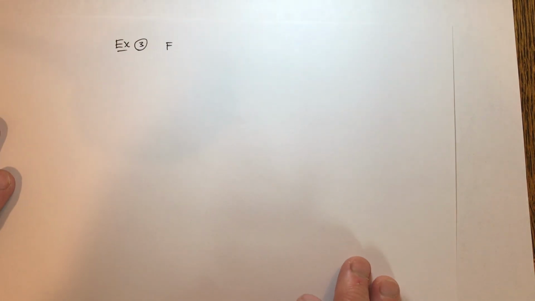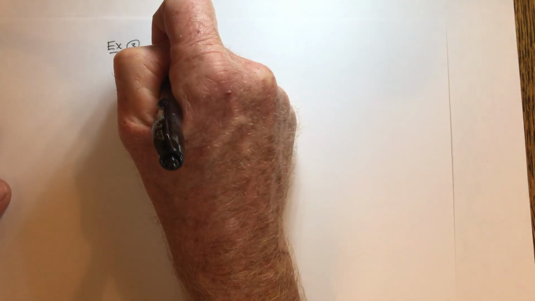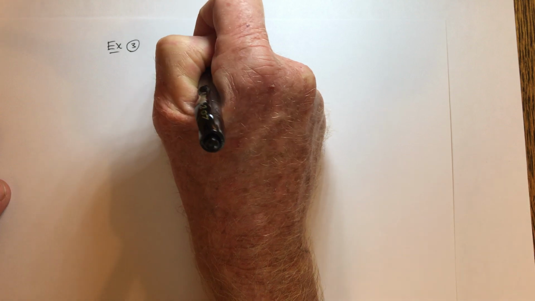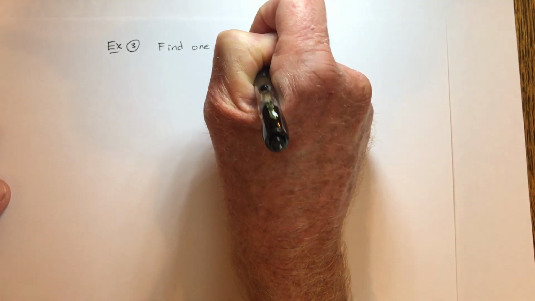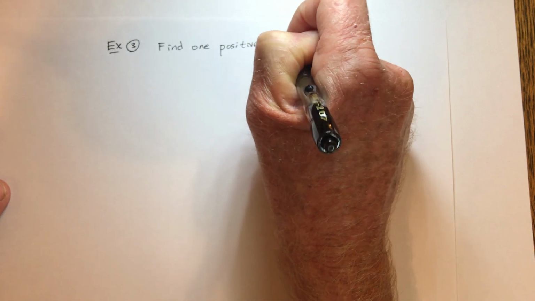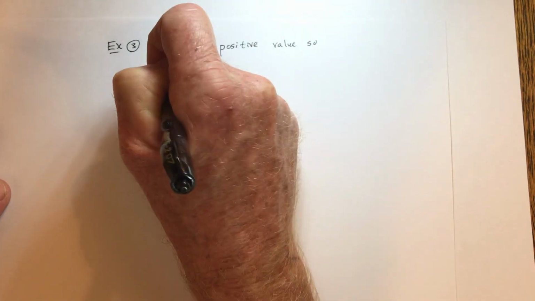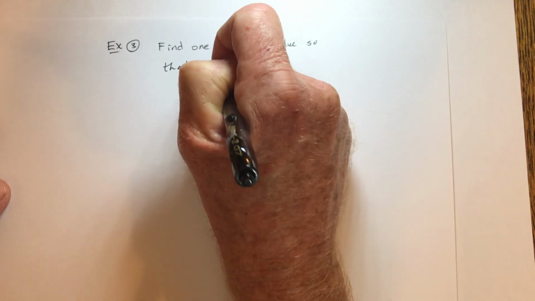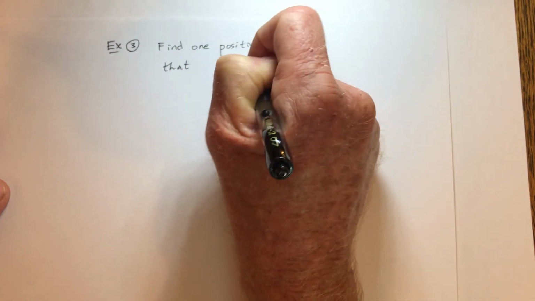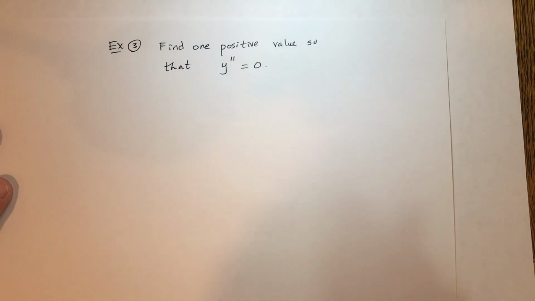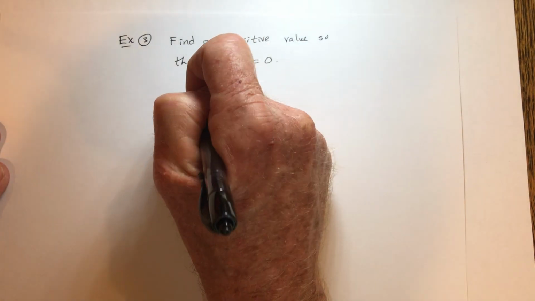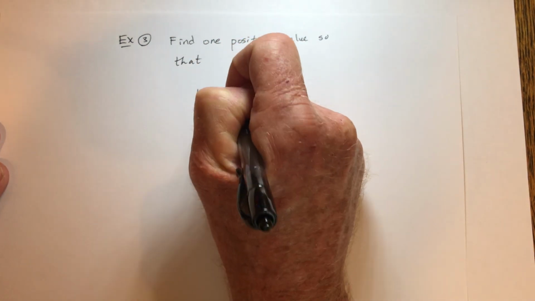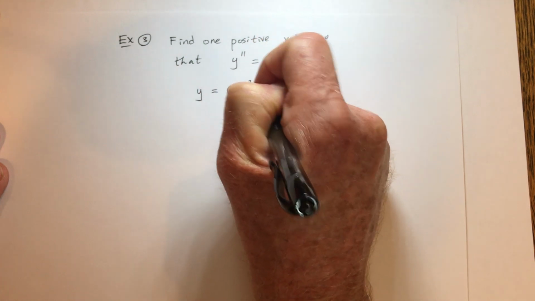So the directions for this one are similar. Find one positive value so that, but this time it's going to be the second derivative equals 0. So the derivative of the derivative. And this function is going to be y equals cosine squared of x.